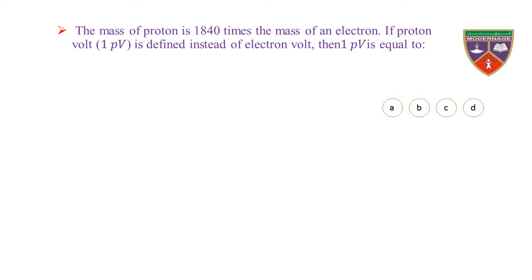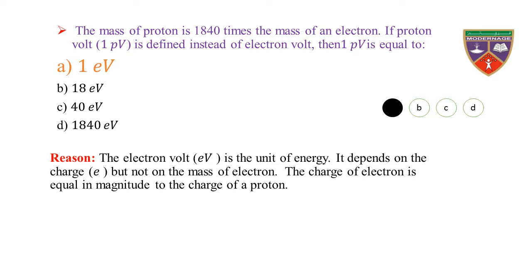The mass of proton is 1840 times the mass of an electron. If proton volt is defined instead of electron volt, then 1 proton volt is equal to option A 1 electron volt, B 18 electron volts, C 40 electron volts, D 1840 electron volts. The key is 1 electron volt. Therefore, correct option is A.